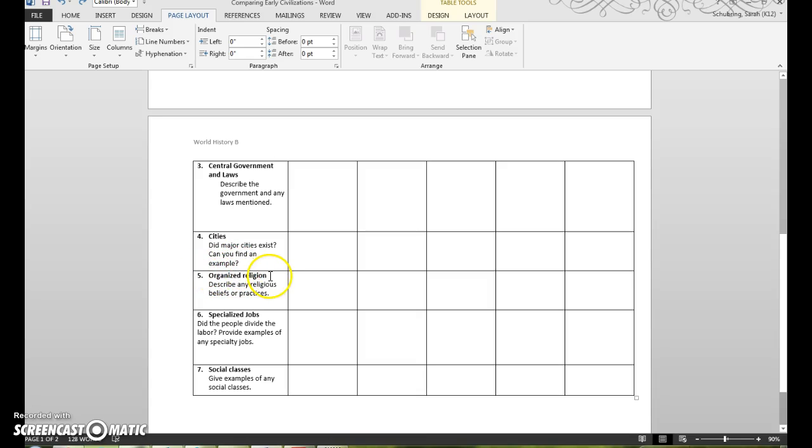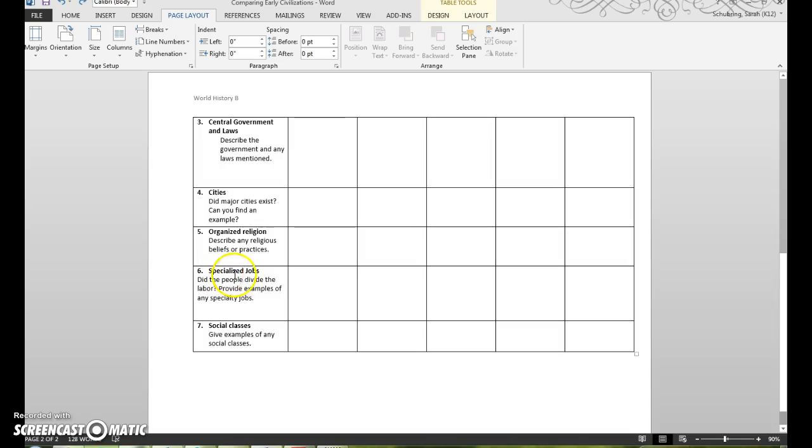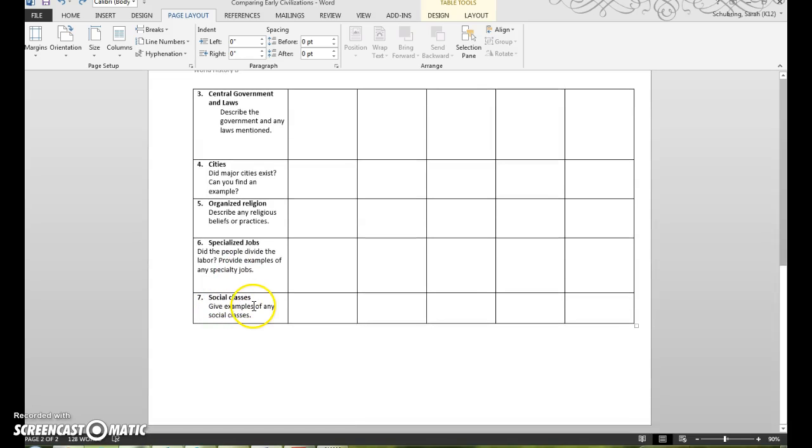Number 5, organized religion. Describe any religious beliefs or practices. Number 6, specialized jobs. Did the people divide the labor? Provide examples of any specialty jobs. And number 7 is social classes. Give any examples of social classes that you find.